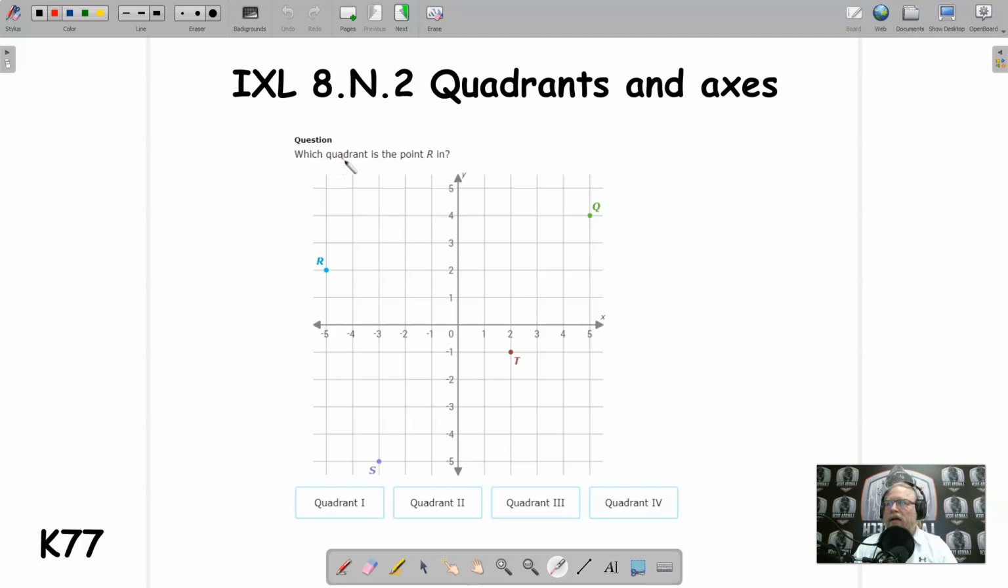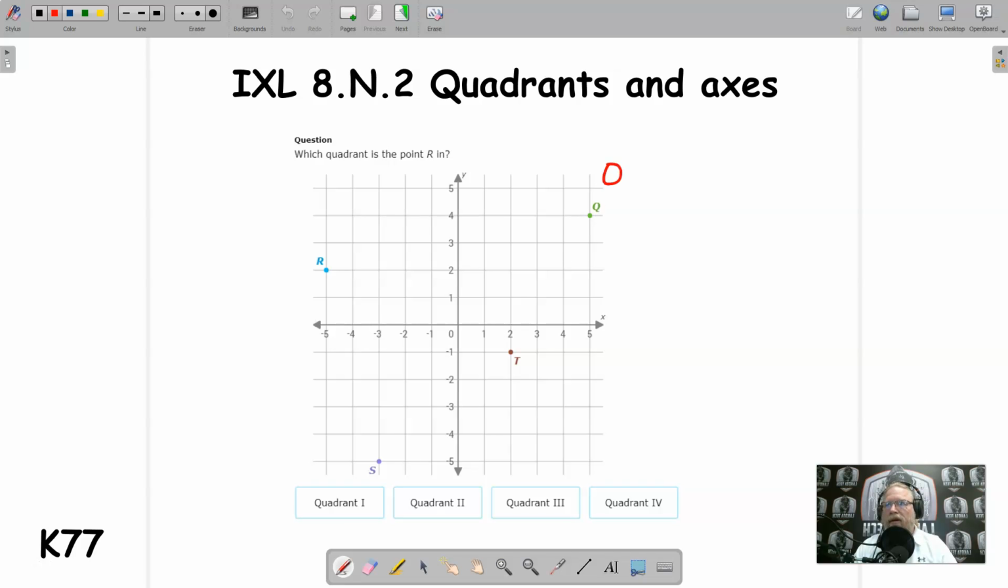So, talking about the coordinate plane, it has two axes. It has a y-axis going vertically and an x-axis going horizontally. And this is going to separate the coordinate plane into 4 separate quadrants.